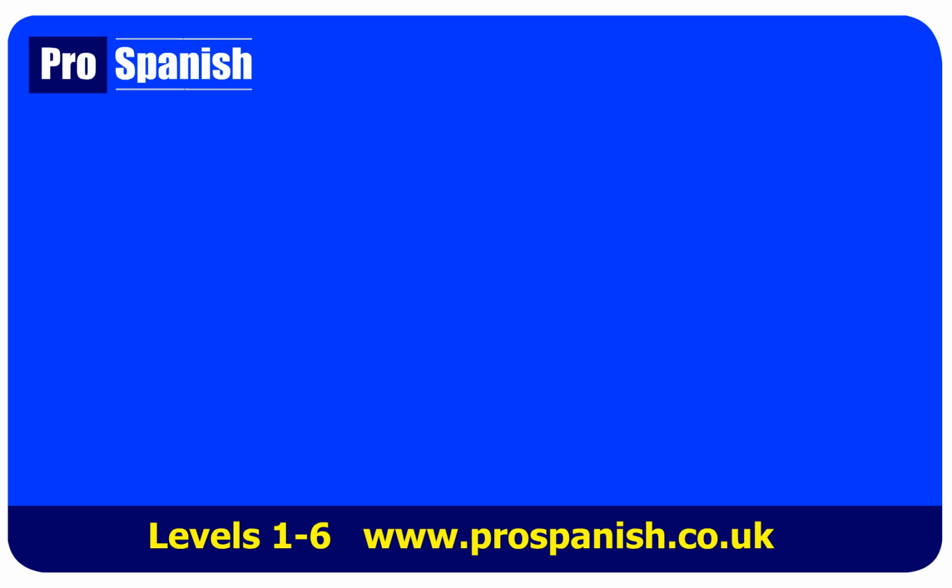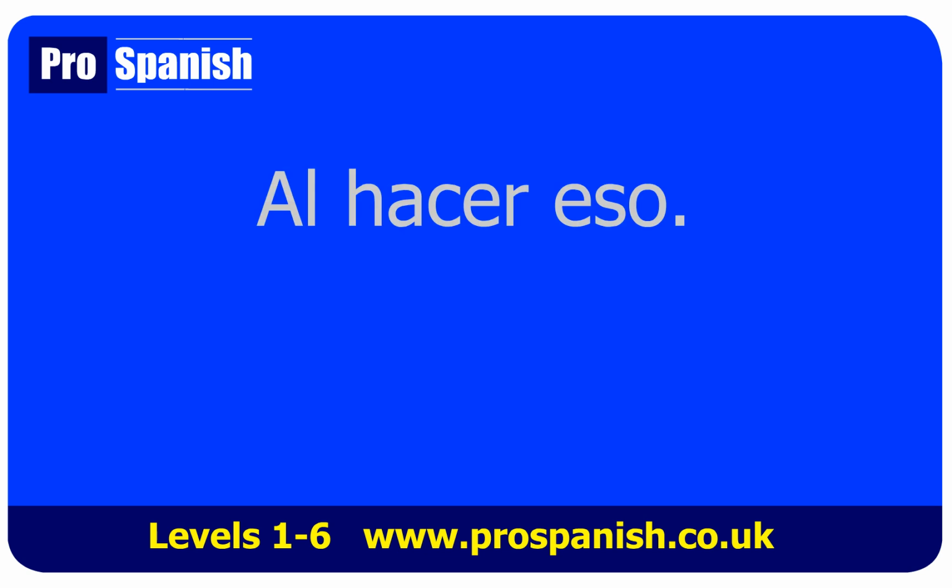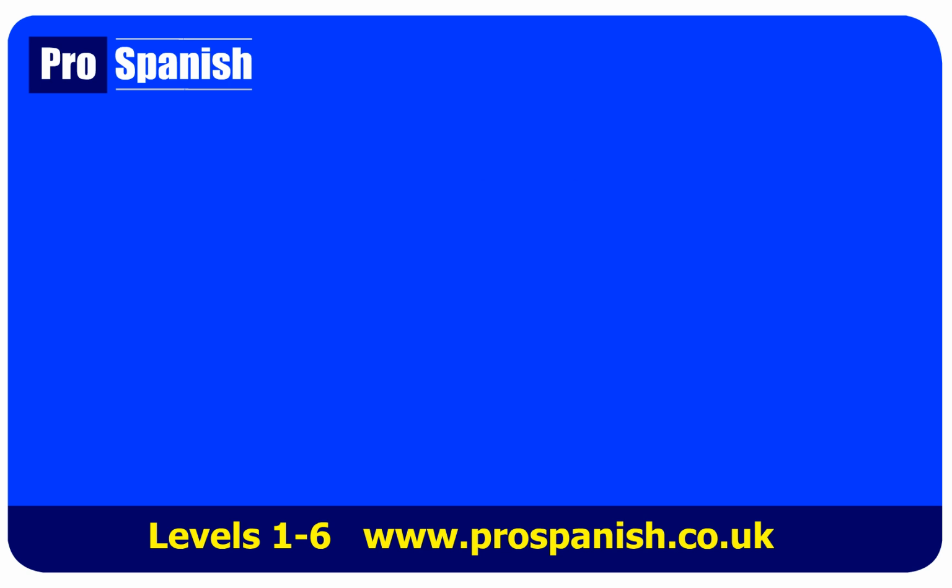Let's take another verb. To do is hacer. Hacer, to do. And let's say we want to say to do that. That is eso. To do that would be hacer eso. So how would we say by doing that, etc., etc.? What would that be? Al hacer eso, by doing that.